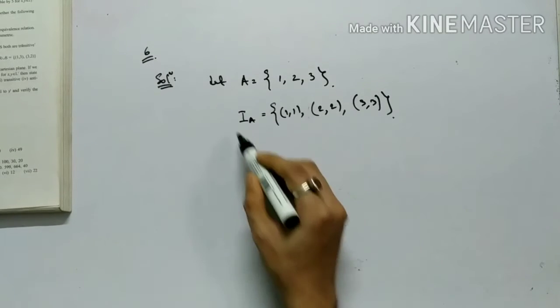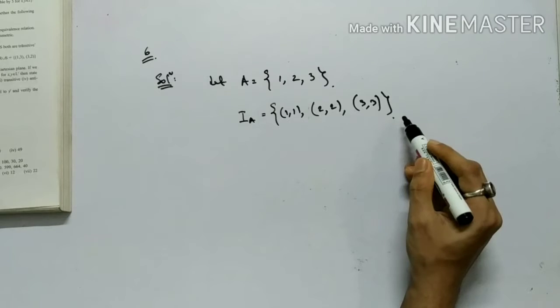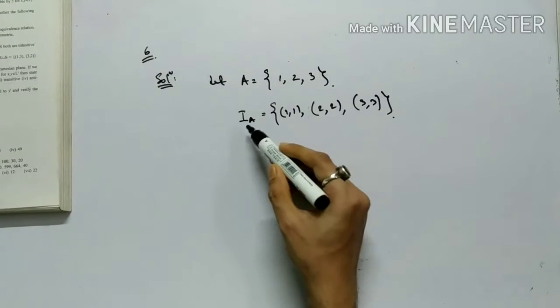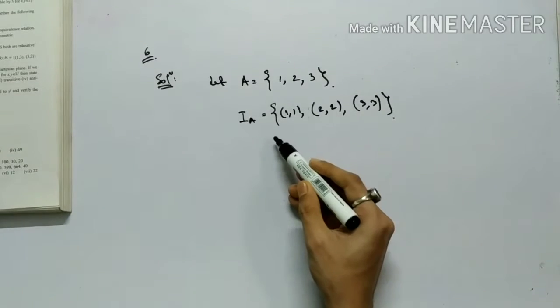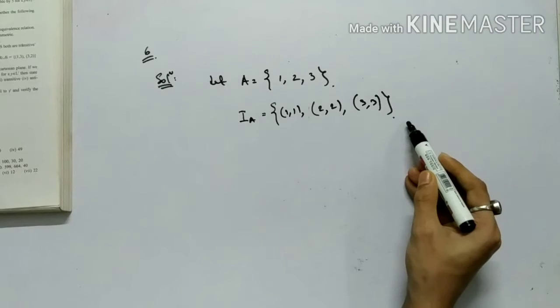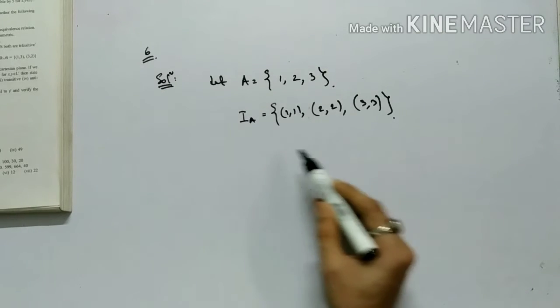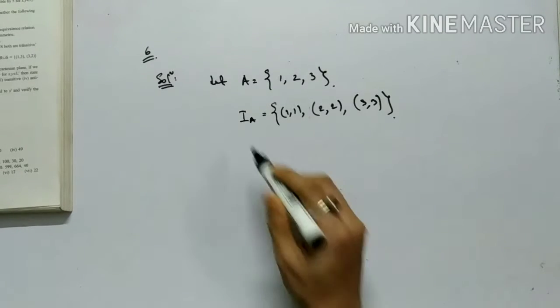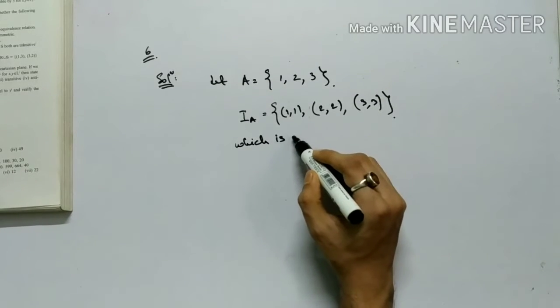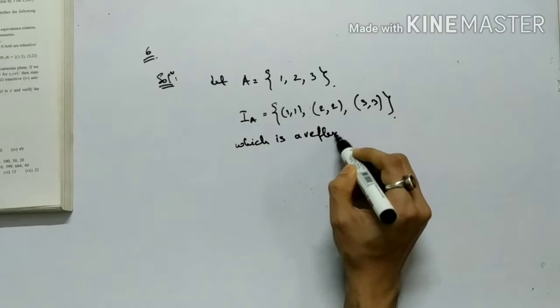Now this one is reflexive also. This is the identity relation on set A. Understand? This relation will be a reflexive relation also.